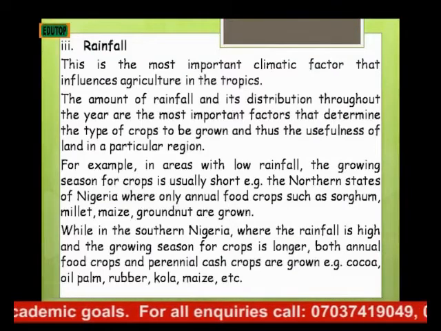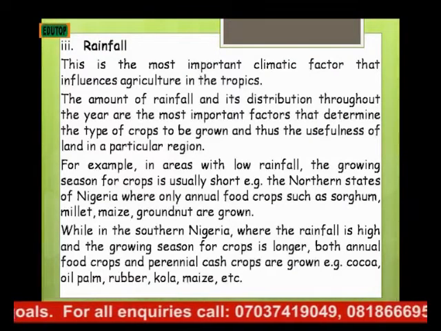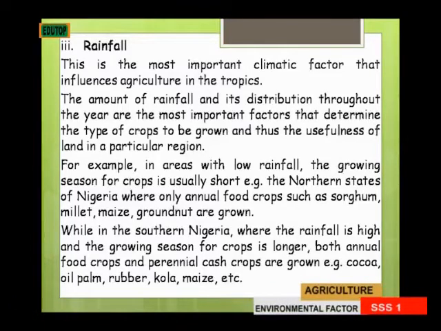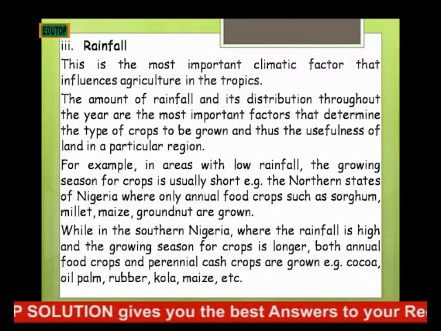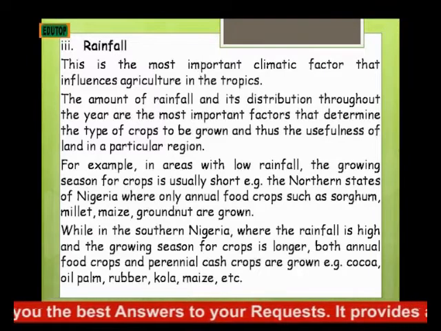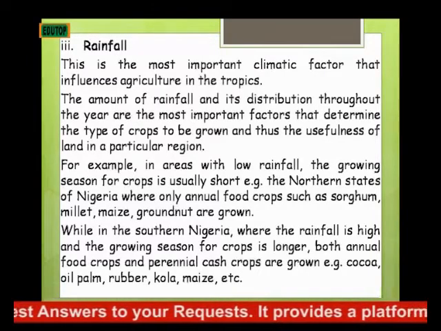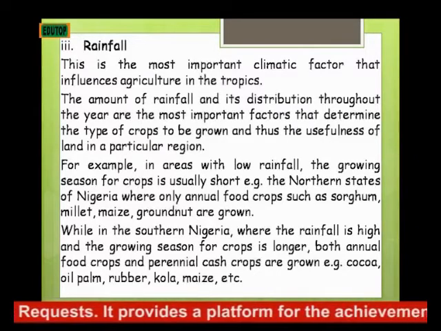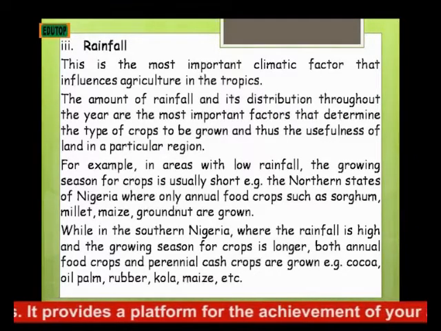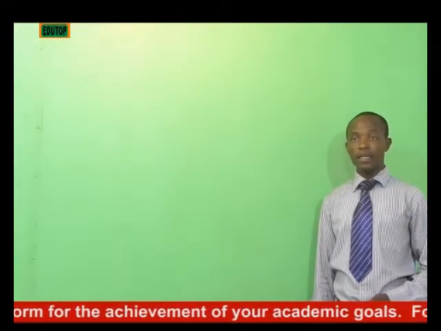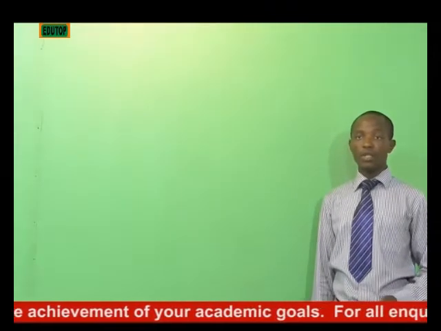In areas that have shorter rainfall, annual food crops such as sorghum, millet, maize, groundnuts are grown. While in southern Nigeria, where the rainfall is high and spans a longer period of time, both annual crops and perennial crops such as cocoa, oil palm, kola nuts, which are cash crops, and food crops like maize, cassava, sorghum or millet can be cultivated.